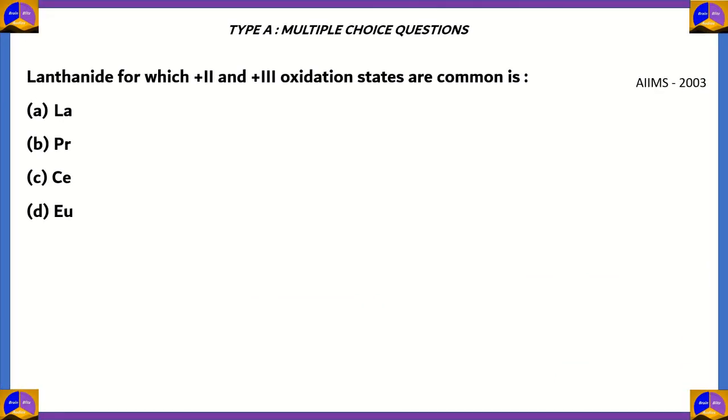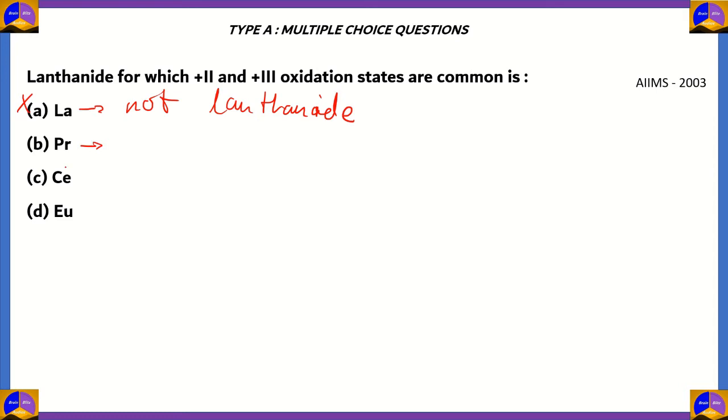Lanthanide, for which +2 and +3 oxidation states are common, is La, Pr, Ce, Eu. So La, which is lanthanum, is actually not a lanthanide. If you look at the rigorous definition, a lanthanoid is one of the set of 14 elements that come after lanthanum and whose electrons go to the f orbital. So therefore option A is not the right answer. And besides, lanthanum doesn't have +3 as common, so therefore option A is incorrect.